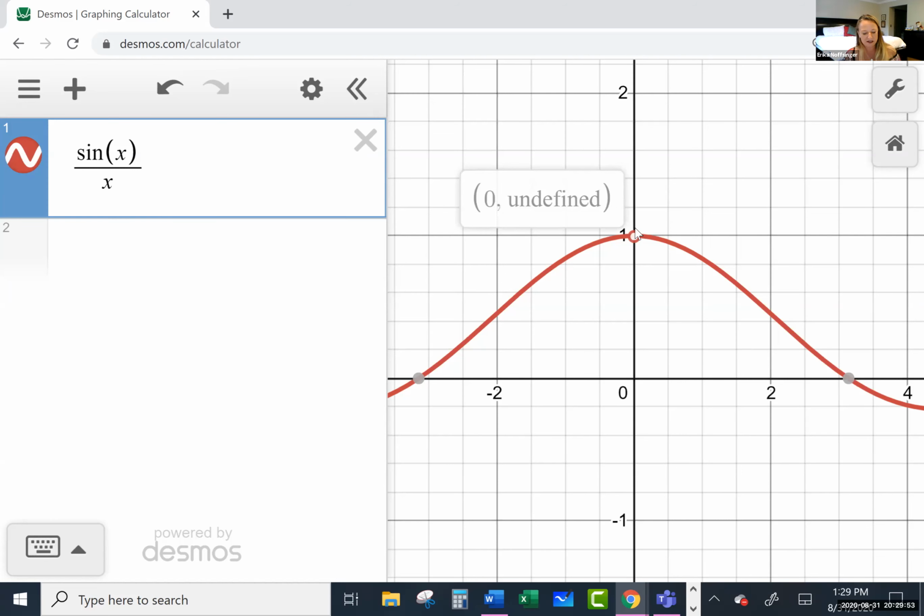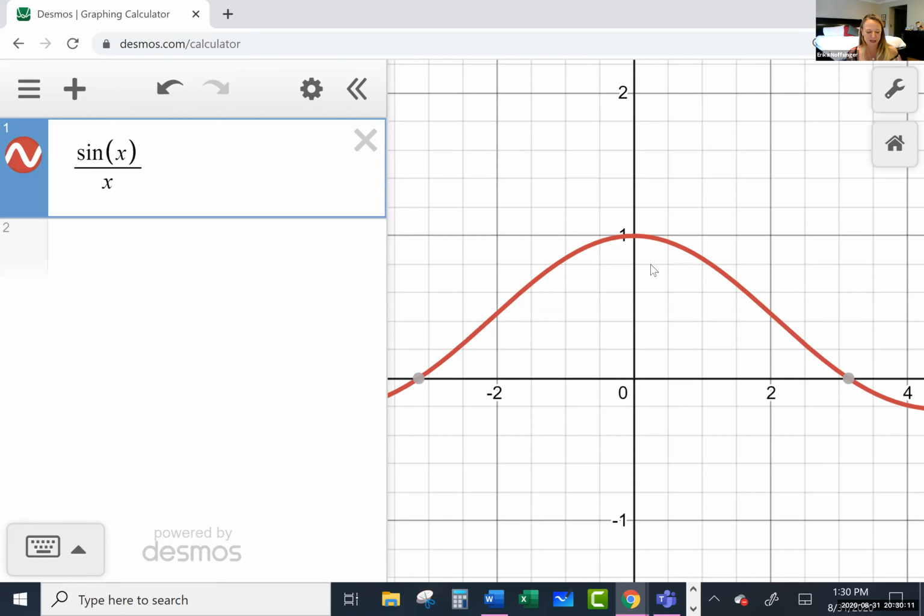But notice, as you're coming in on the left, you're getting a value of 1. And as x is approaching 0 on the right, the y value is getting closer and closer to 1. And so that limit approaches 1.